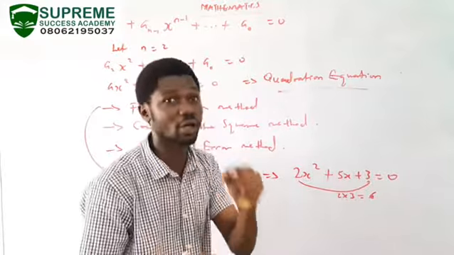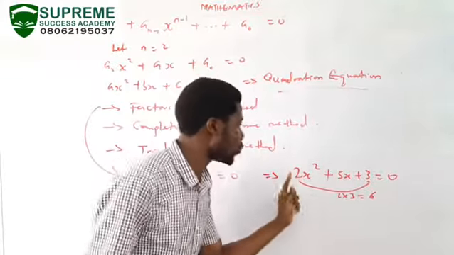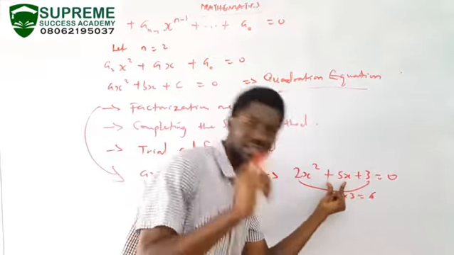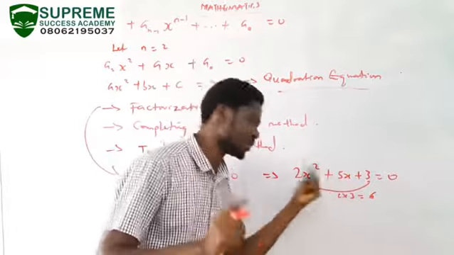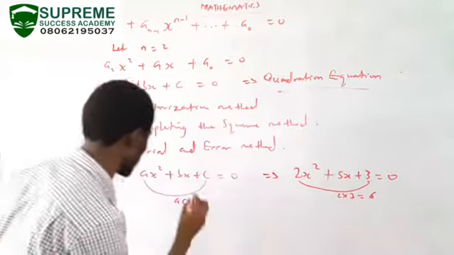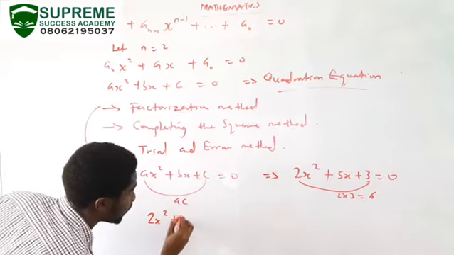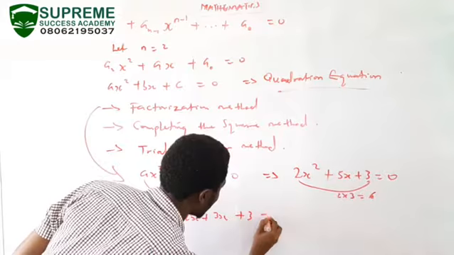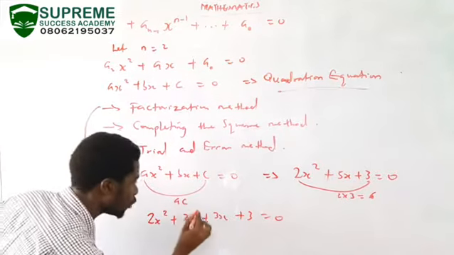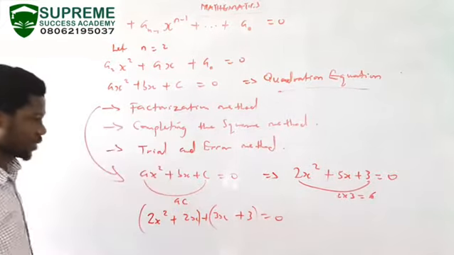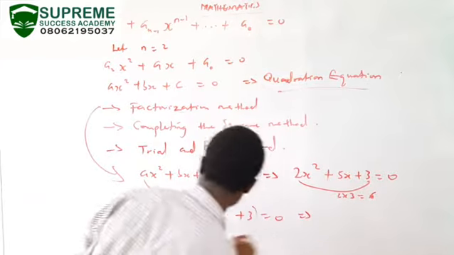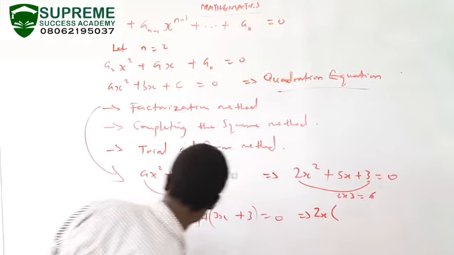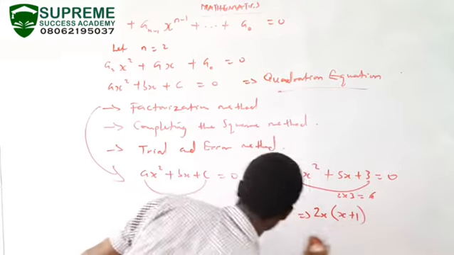From experience, it might not be general, but most often, the numbers you multiply here might likely give you this. Take note of that. So let us put in the 2 values. We can have 2x squared plus 2x plus 3x, because the addition of these will give us 5x, then plus 3 equals 0. So what do you do? You group. Can you see? Good. This implies that, what's the common factor here, please? 2x. So you bring 2x out. What do you have left here? x plus 1. Then what about this?